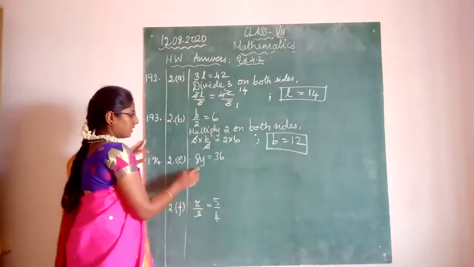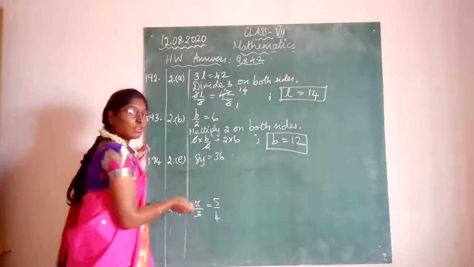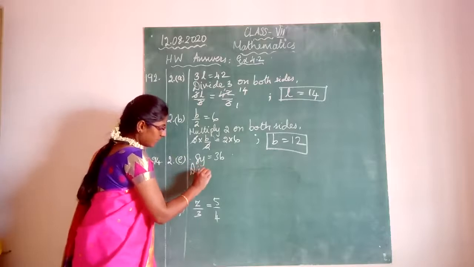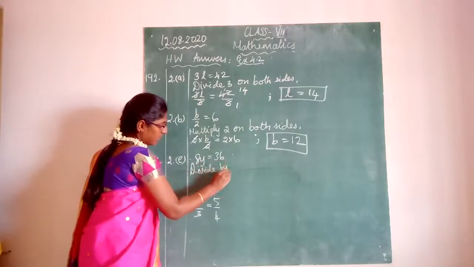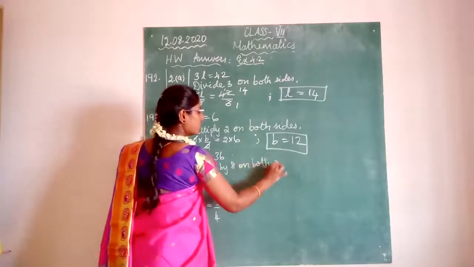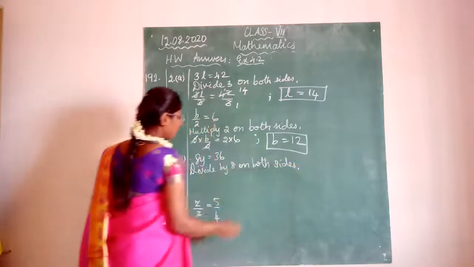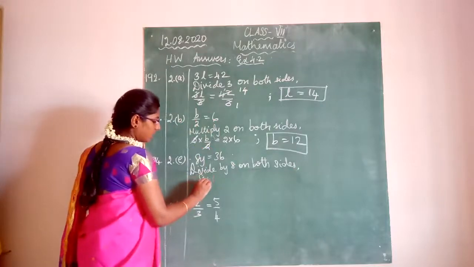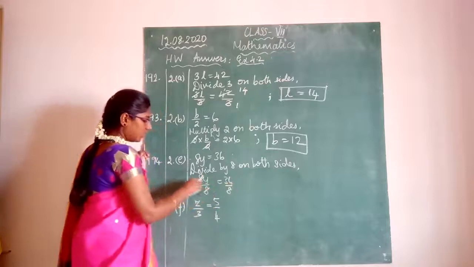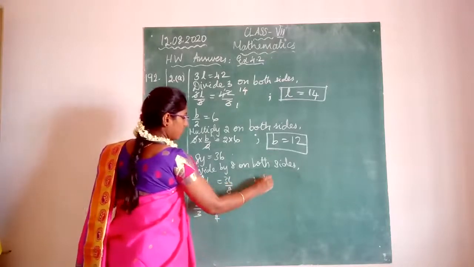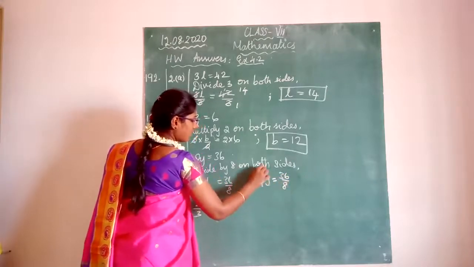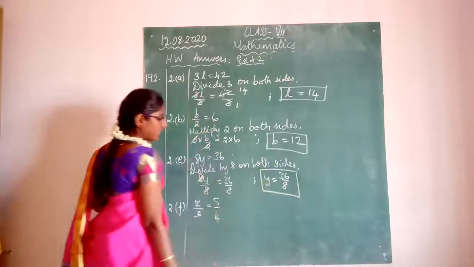Yeah. Okay. Next, 8y is equal to 36 given. So we have to divide by 8. Okay. So divide by 8 on both sides. So you will have 8y by 8 equal to 36 by 8. 8 will get cancelled. Okay. And you will have y is equal to simply 36 by 8. You cannot cancel 36 and 8, right? Yes. So you can simply have it like this itself.